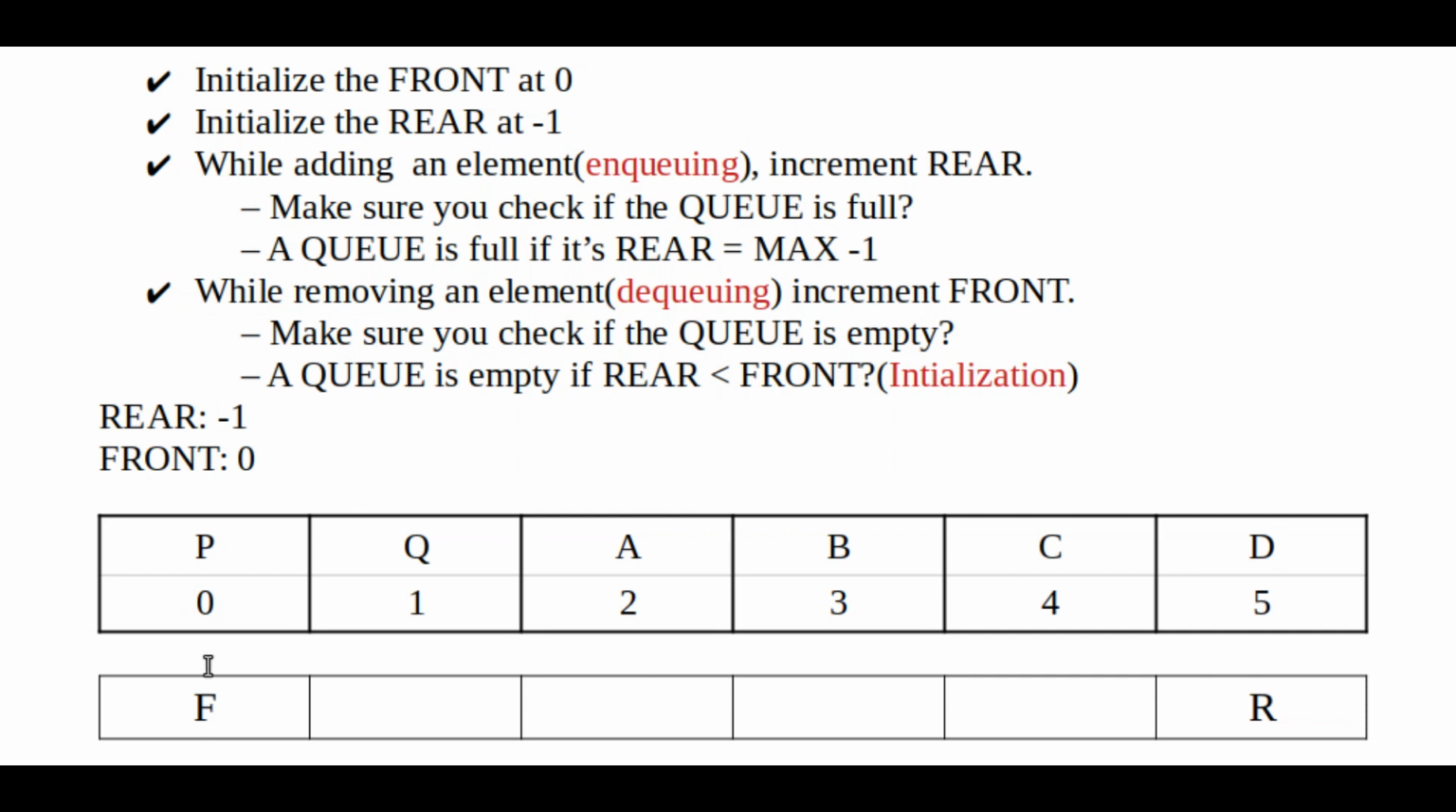Now let's try and delete an element from the queue. If I were to remove the first element, so let's say that P went out of the queue, then my front would have to be incremented by 1, so my front would be at index 1.